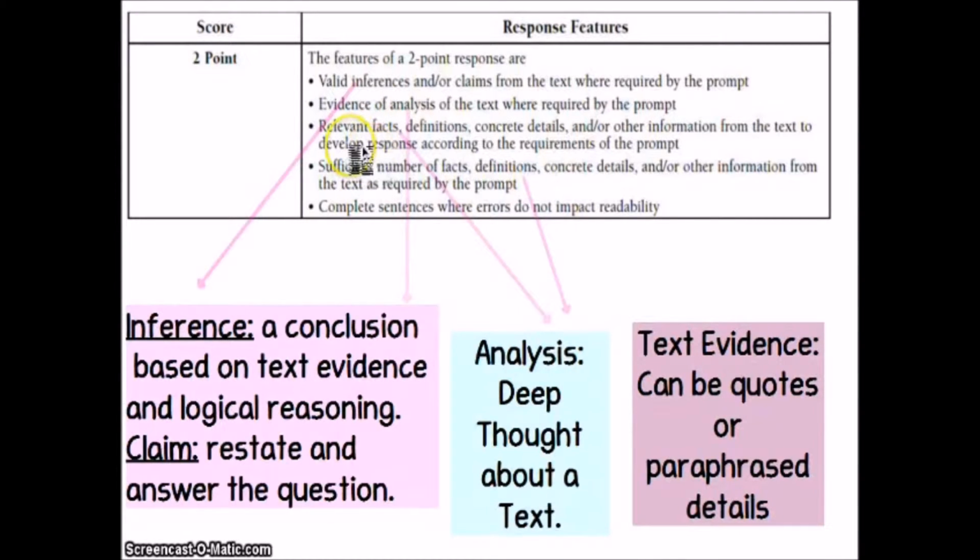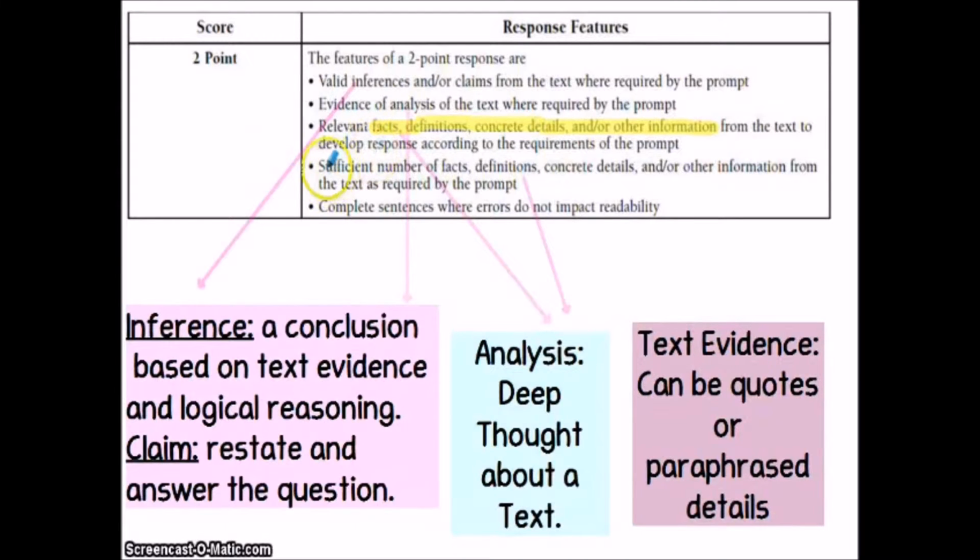The first one is that it's relevant facts, definitions, concrete details, and or other information. So all of this right here, facts, definitions, concrete details, or other information, is just a longer way of saying text evidence. And the word relevant is very important here. They don't just want any old line thrown in there. The text evidence you use has to relate to your answer. It has to prove your answer. So if you have the correct answer, but you include text evidence that has nothing to do with your answer, you're not going to get credit for this.